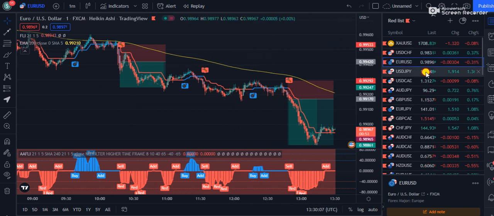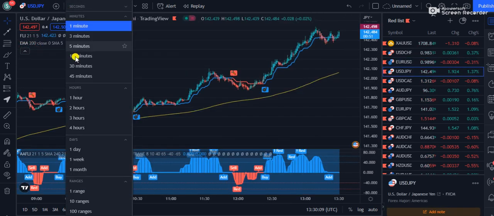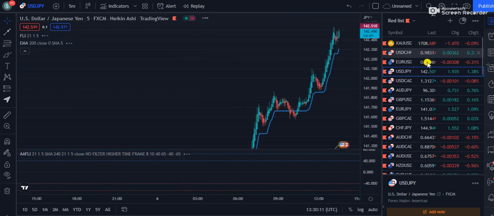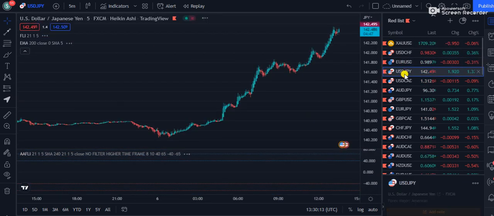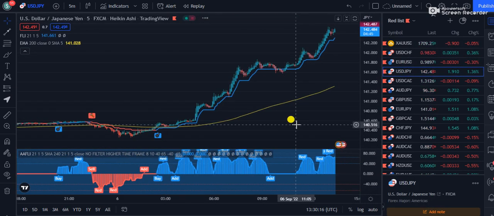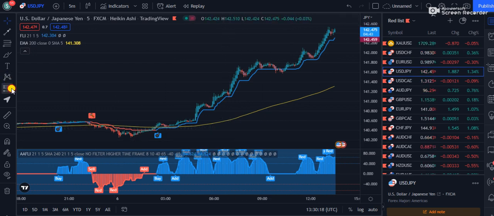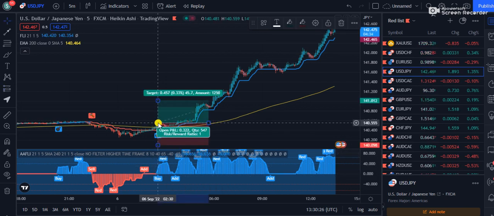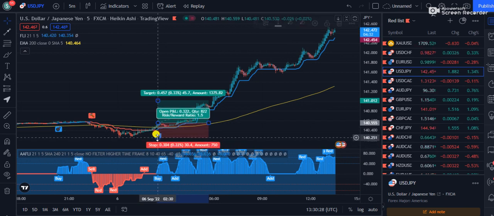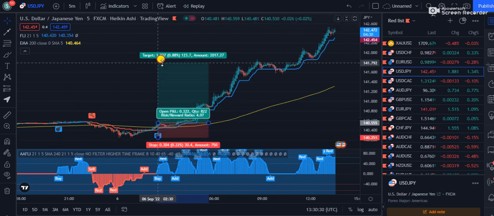You can use it on any time frame. So for example, if I go and choose my time frame to 5 minute on USD/JPY, let's see how well it is performing. Okay guys, the example is in front of you. We have a buy signal here above the 200 EMA and a buy signal from this indicator as well. And now you can see our stop loss was quite near because the market was simply pumping up.